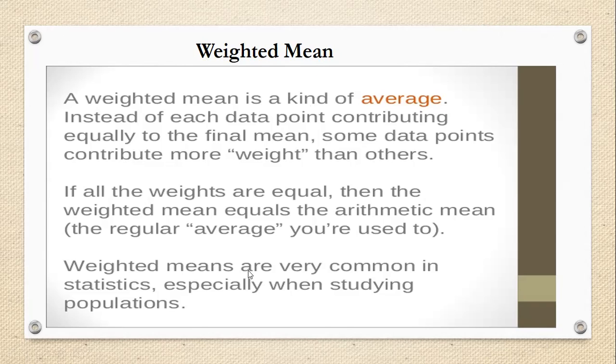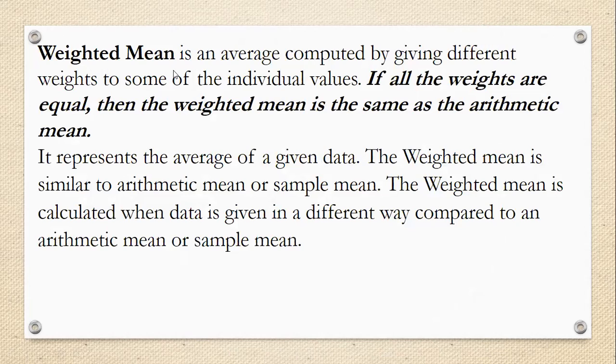Weighted means are very common in statistics, especially when studying populations. Weighted mean is an average computed by giving different weights to some of the individual values. If all the weights are equal, then the weighted mean is the same as the arithmetic mean, but if the values take different weights, then we need to calculate the weighted mean for this type of data. It represents the average of a given data.